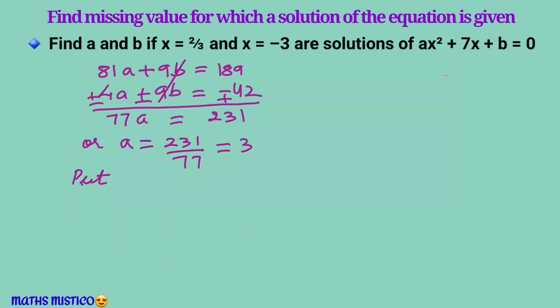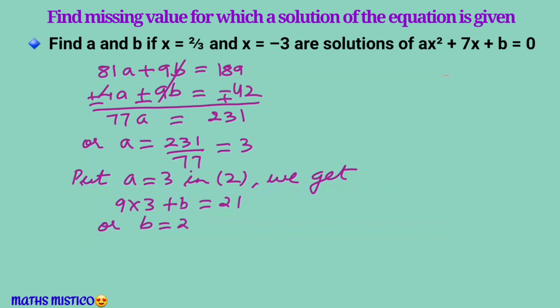Next we have to put the value of a in any one of the equations. As second equation is simpler, I am using it. So 9 into 3 plus b is equal to 21, or b is equal to 21 minus 27 equal to minus 6. So we have got the values of a and b both.